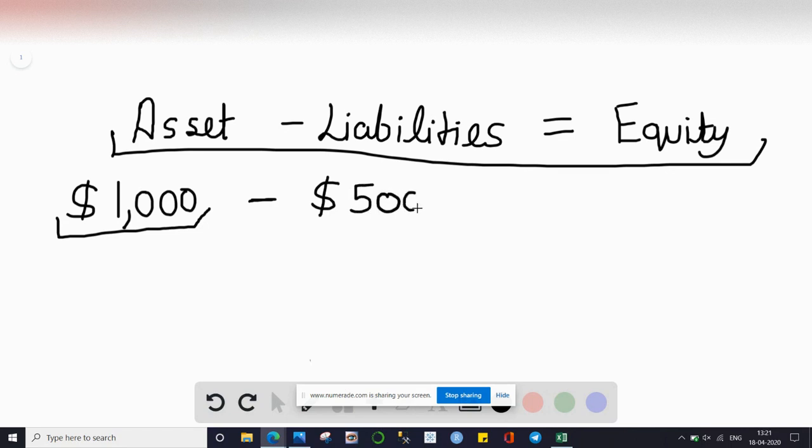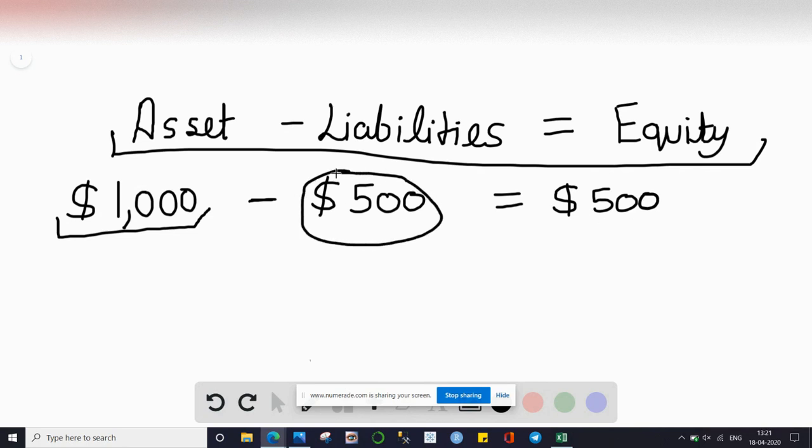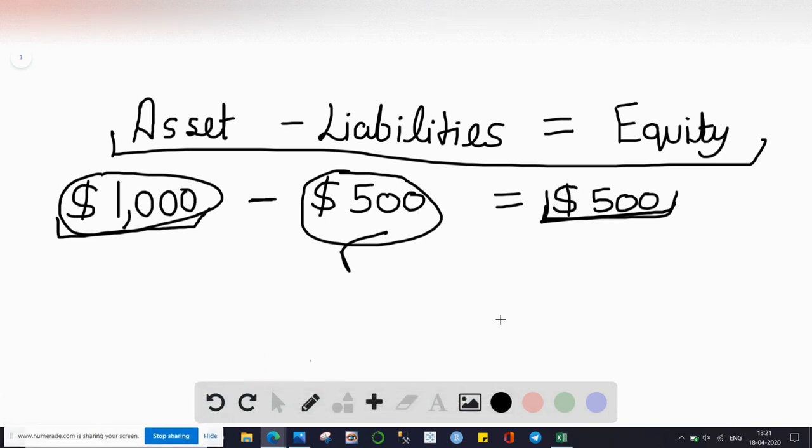So it is $500. So what is the actual value of the business, or what is the actual takeaway from the business after paying off the liabilities from the assets? It is $500, because after paying off the liabilities of $500, we will have $500 in our hand. That will be our takeaway from the business. Now let's move forward to what type of items are in assets, liabilities, as well as equity.